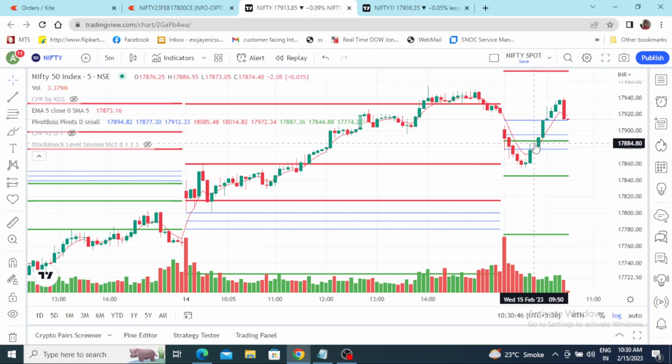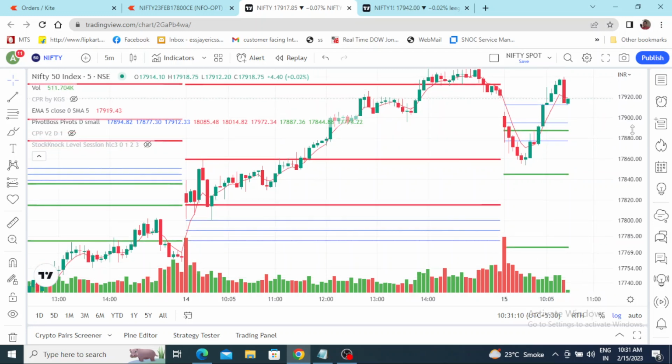Okay, from here the sellers had tried to pull down the market, making a negative hammer candle, right? It is a negative hammer candle. But again in the next candle you see a green candle bigger than this candle is made. This indicates that the buyers are in control of the market and they are pushing the price up. Okay, so here I have entered a long trade, right?